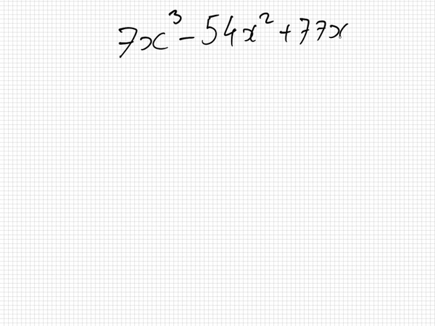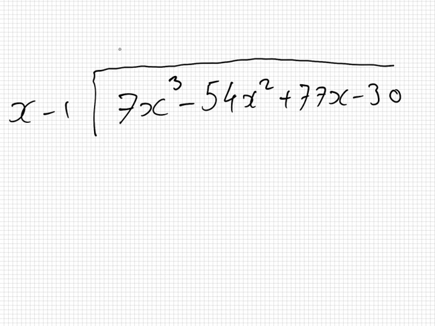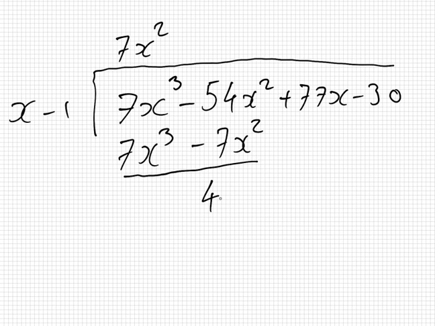Okay, so I want the three factors here. So what do we do first? Well, I know x minus 1 is one of the factors, so I divide it in. Alright. 7x cubed minus 7x squared. What's that? 48, is it? X squared plus 77x minus 30. Is that right? 48 here, yeah? No? 47, sorry.